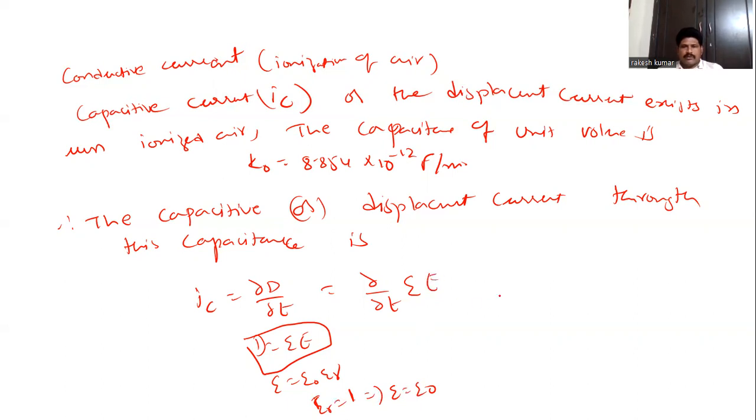Okay, so D is equal to epsilon E. Therefore, this can be written as IC, the capacitive current, is equal to epsilon into dE by dt. Let us assume epsilon naught is equal to K naught. Therefore, IC is equal to K naught into dE by dt. Okay, so what is the value of E? E is equal to Em sin omega t.